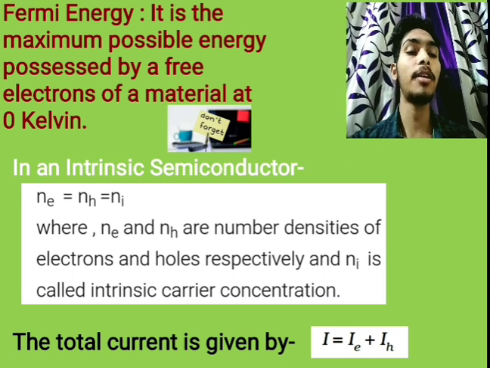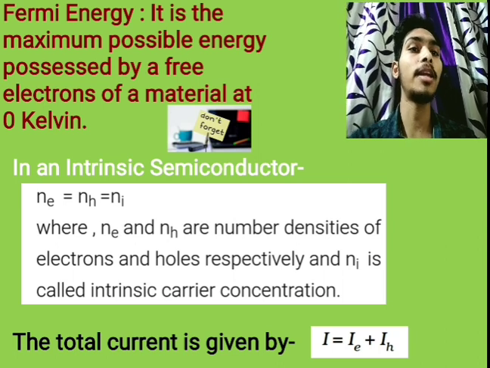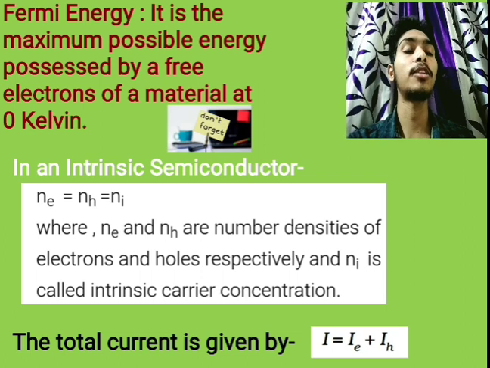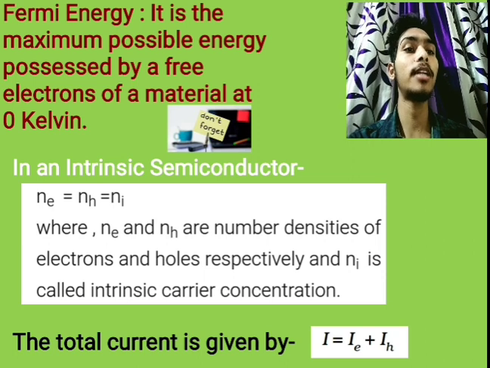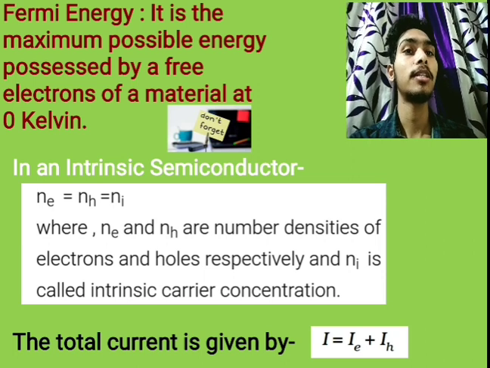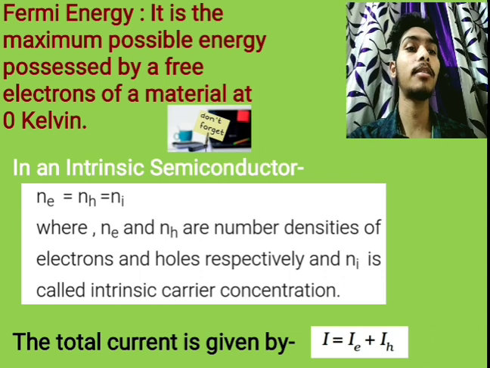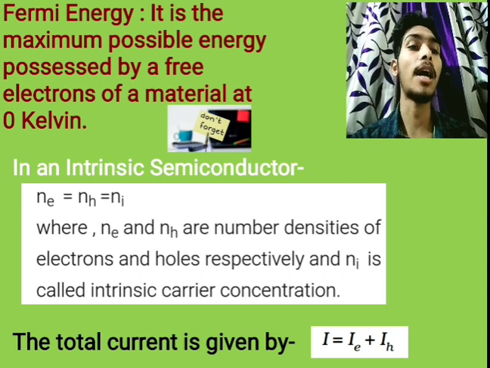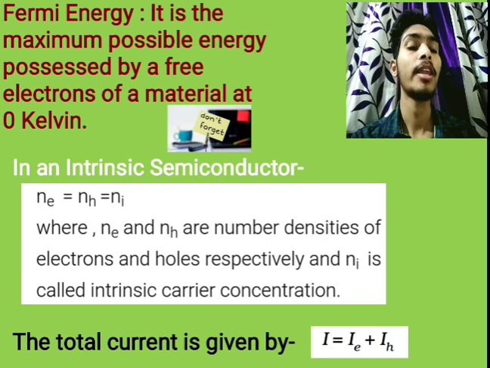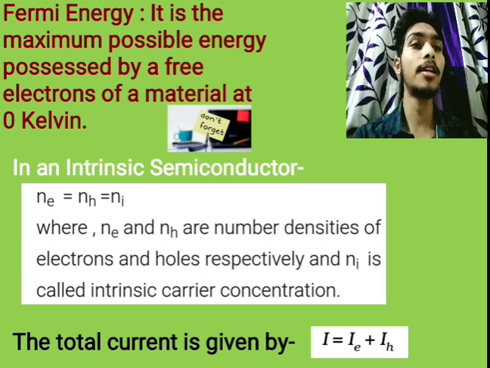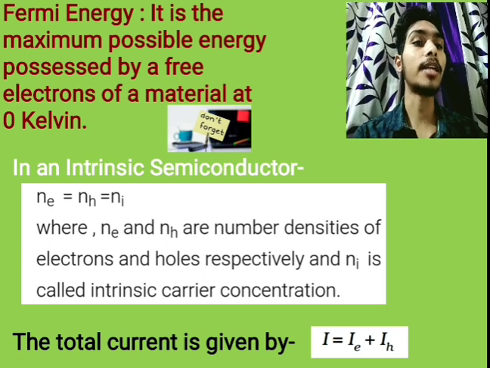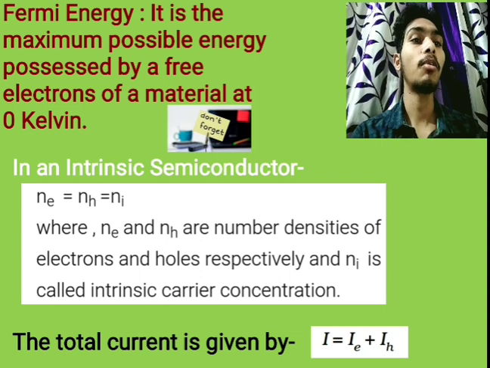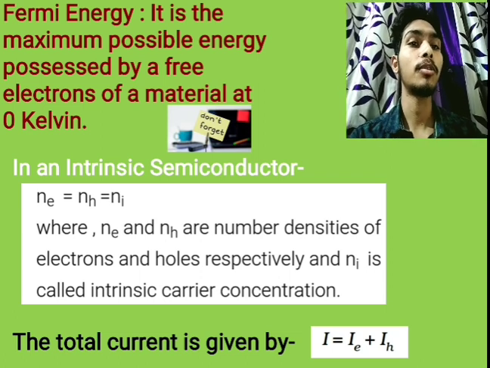Then in an intrinsic semiconductor, as we have learned, normally in a conductor current flows due to the movement of electrons, but in a semiconductor current flows due to the movement of electrons as well as the movement of holes. So in a semiconductor, the total current, denoted by capital I, is given by I equals IE plus IH, where I is the total current, IE is the current due to electrons, and IH is the hole current, or current due to movement of holes.